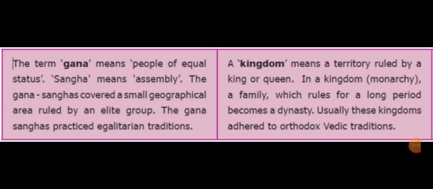The term Gana means people of equal status. Sangha means assembly. The Gana Sanghas covered a small geographical area ruled by an elite group. And a kingdom means a territory ruled by a king or queen. In a kingdom, monarchy, a family which rules for a long period becomes a dynasty. Usually, these kingdoms adhere to orthodox Vedic traditions.